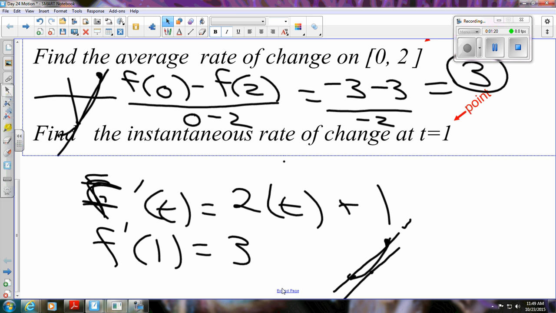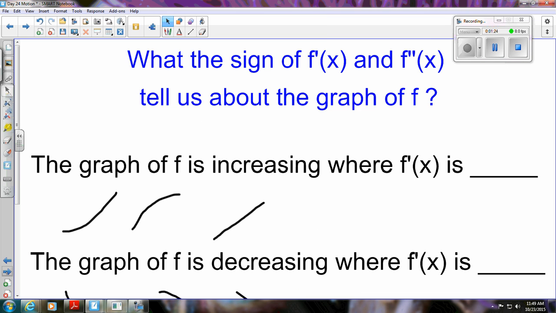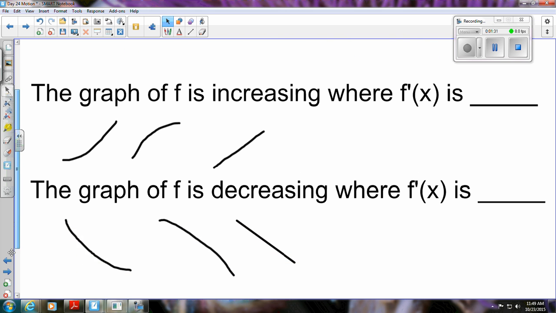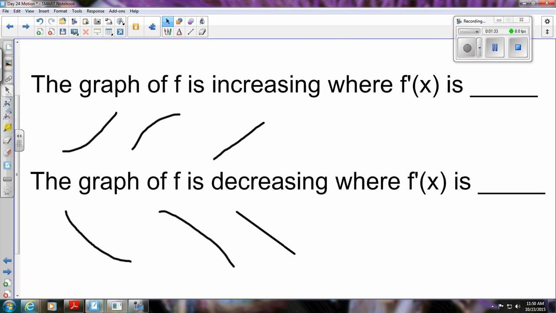Now, before we go over the homework, I want to just kind of review some basic concepts here. Basically, what the sign of the first and second derivative tell us about a function. So let's say that we have a function whose graph is increasing. It could be concave up, concave down, or just linear. Okay? But if your graph of your function is increasing, what's true about the derivative? Positive. That's it. Remember, the derivative is simply the slope of the tangent line.